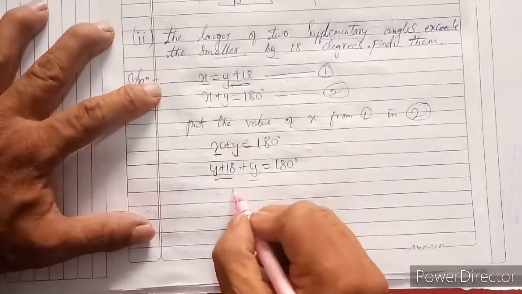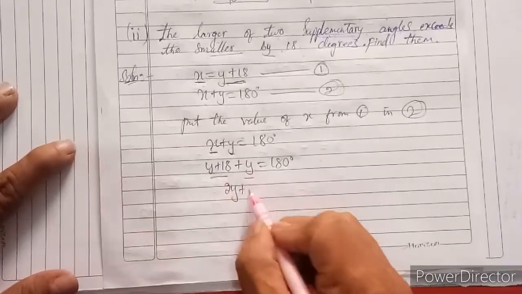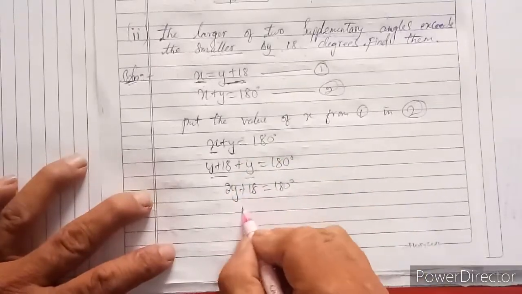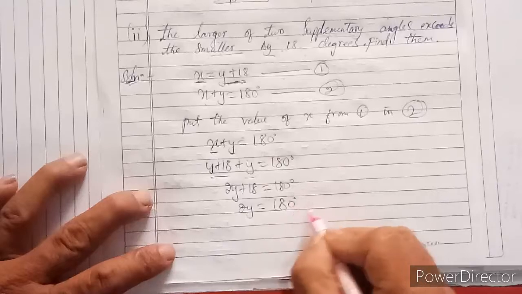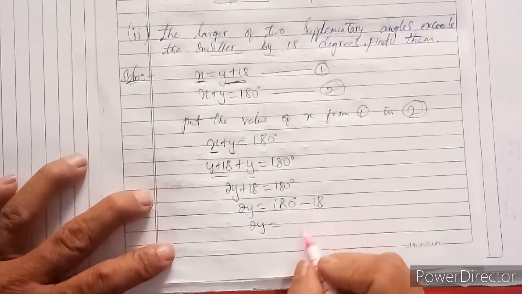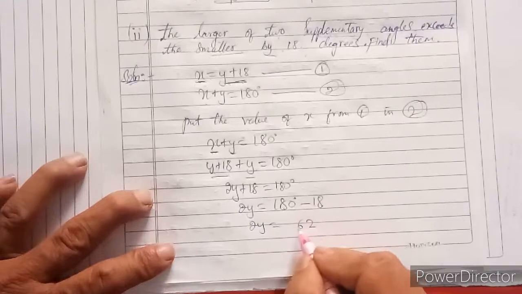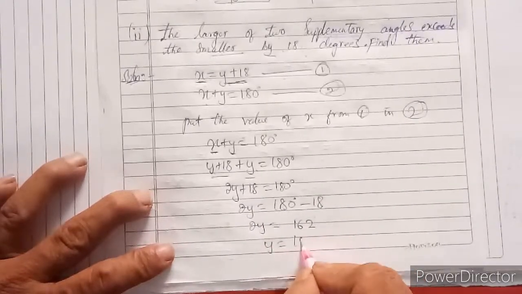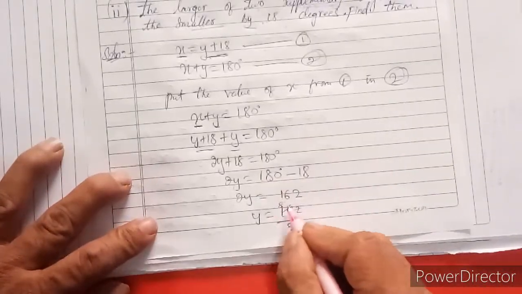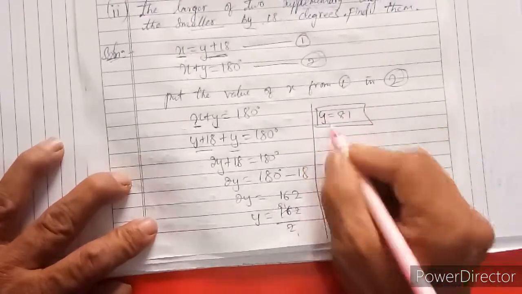y plus y is 2y, so 2y plus 18 is equal to 180 degrees. If I transpose the 18 to the other side, it will become minus, and 2y is equal to 180 minus 18, which is 162, because 10 minus 8 is 2, and 7 minus 1 is 6, and 1 stays as it is. So 2y is equal to 162. The 2 I should take to the denominator. 2 ones are 2, 2 8s are 16, and 2 ones are 2, and here we got y is equal to 81. This is the value of y.